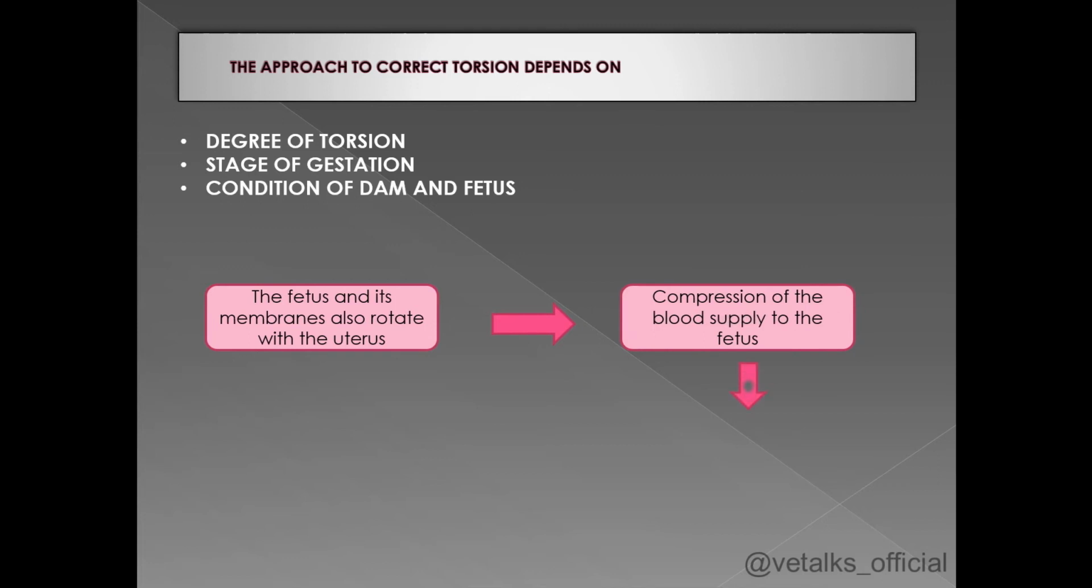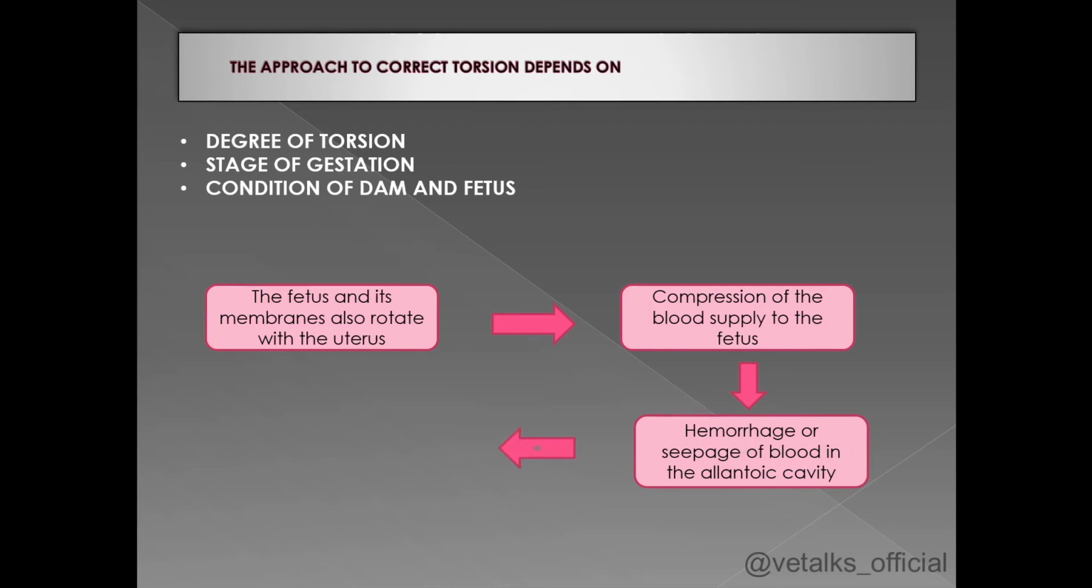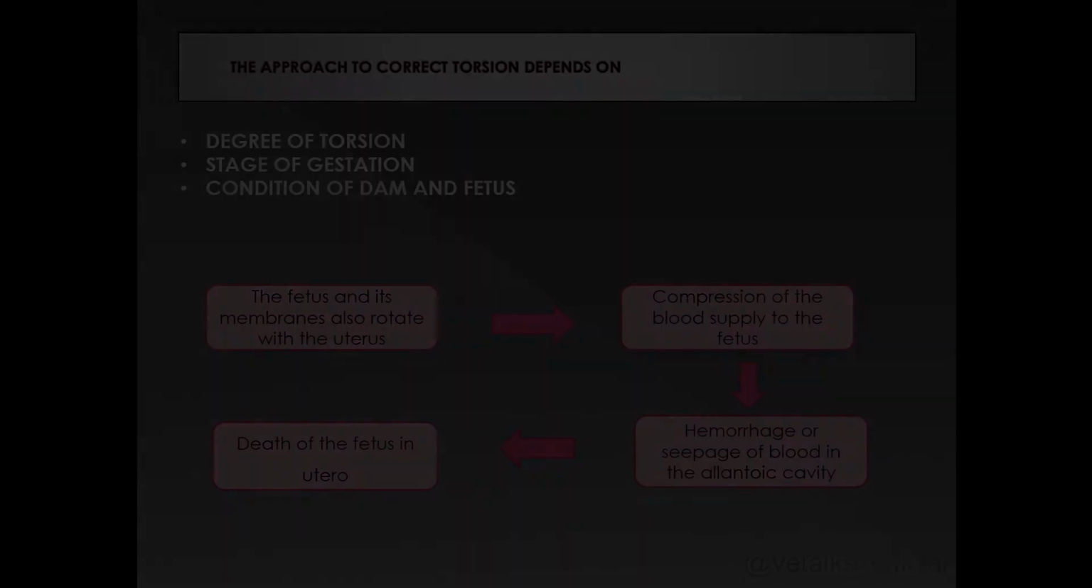Now, if the fetus and its membranes also rotate with the uterus, this will lead to compression of the blood supply to the fetus, which will cause hemorrhages and seepage of blood in the allantois, and will finally lead to the death of the fetus in utero. And if the fetus is dead, then the correction of torsion becomes more difficult.